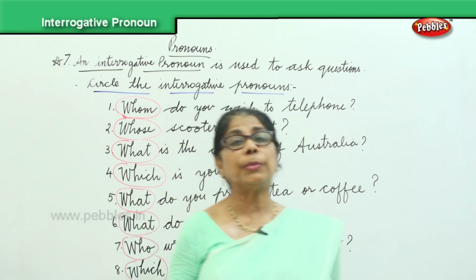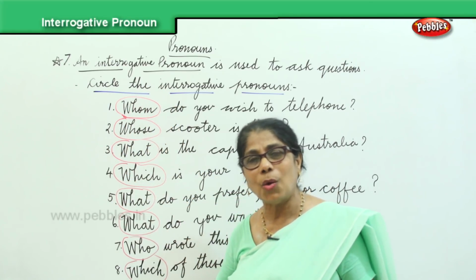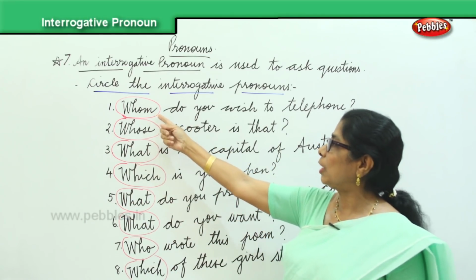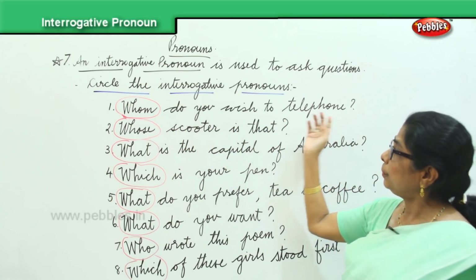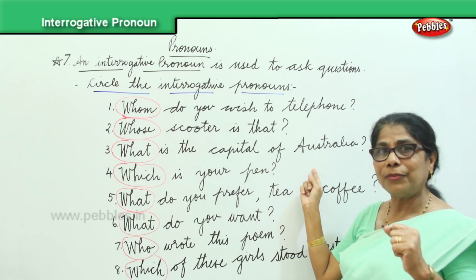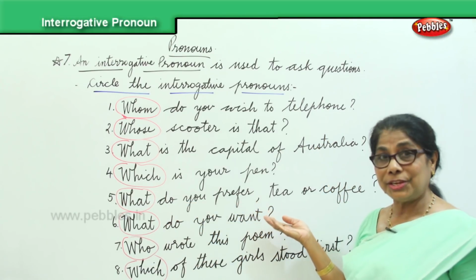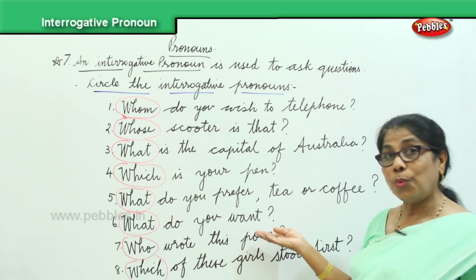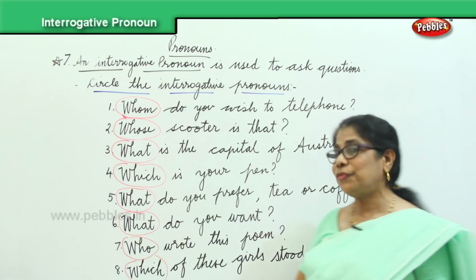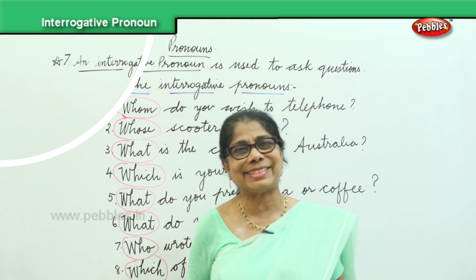Identifying interrogative pronoun, very easy. Now what we have done is, as instructed, we circled all the interrogative pronouns in these sentences. Whom, that's the interrogative pronoun. Whose scooter is that? What is the capital of Australia? Which is your pen? And what do you prefer, tea or coffee? What do you want? Who wrote this poem? Which of these girls stood first? We have circled the interrogative pronouns in these sentences.